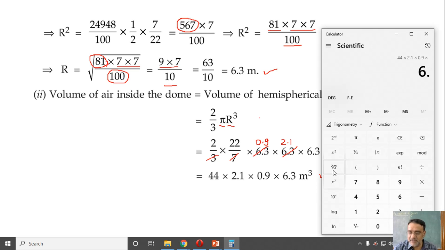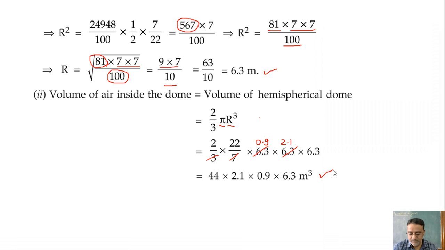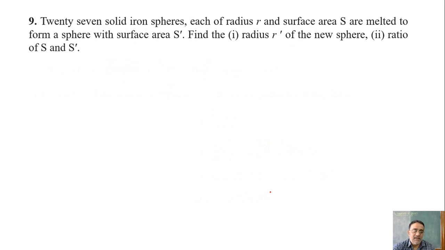6.3, no? 6.3. 523.9. Okay, one place, approx, meter cube. Any doubt here? No, sir. Right. Now the 9th question, this is a very good question.